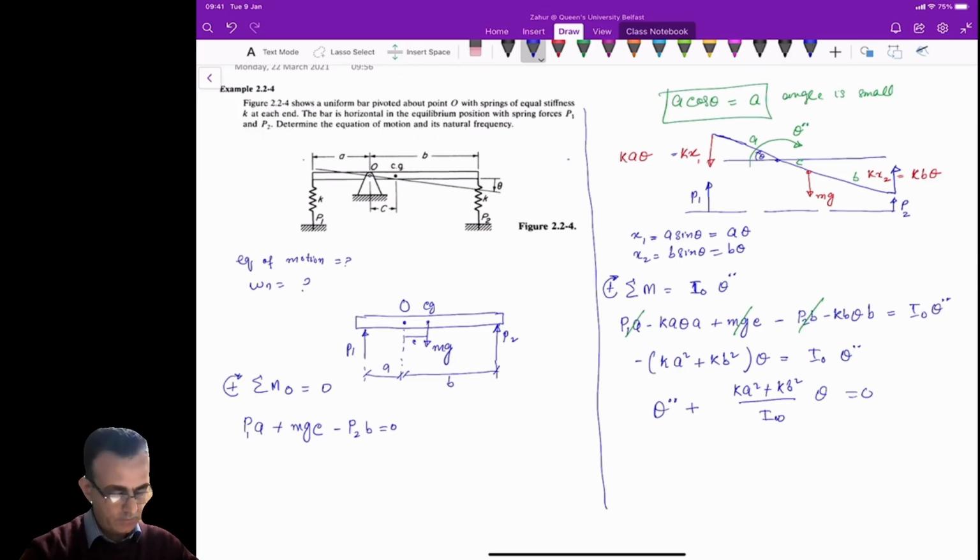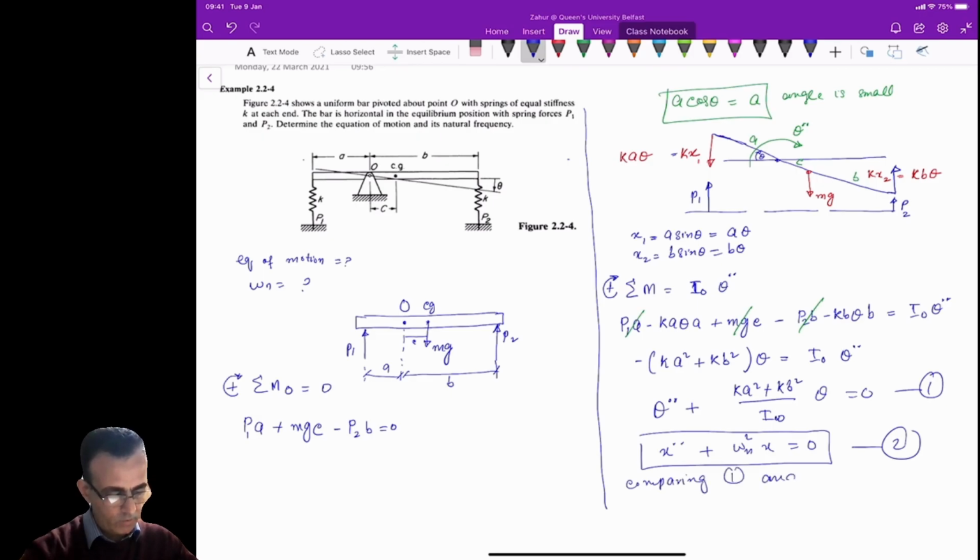Or you can just compare this equation with the standard equation. If you consider this equation 1 and this equation 2, and you say that comparing 1 and 2, omega n will become equal to the square root of k times (a square plus b square) over I naught. So this is our omega n in this case here.